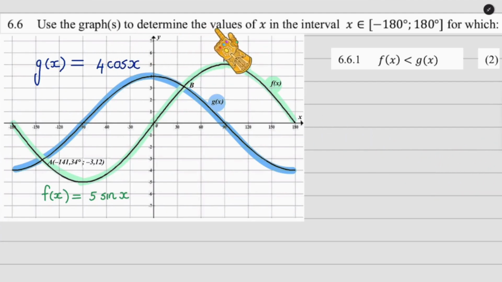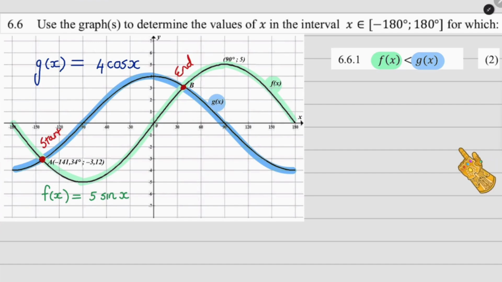6.6, we need to use the graphs to determine the values of x in the full interval from minus 180 to 180, for which f of x is smaller than g of x. Okay, let's break this down and translate it to English. Now you've got to remember the crocodile always eats the bigger graph. So they're basically asking you, where is the blue graph on top of the green graph? And you use the crocodile mouth to tell who's on top. So I see that happening from here to here. So it starts here and it ends over there.